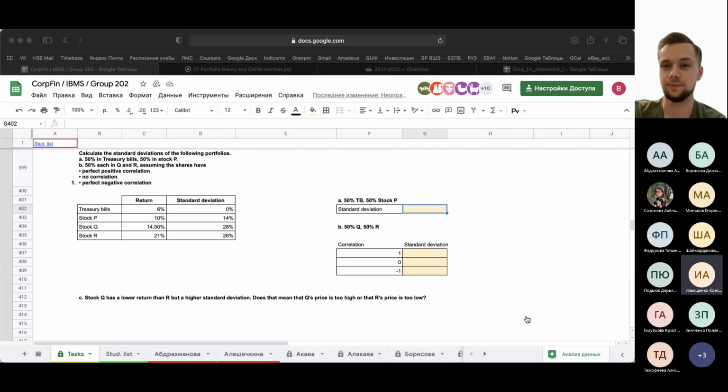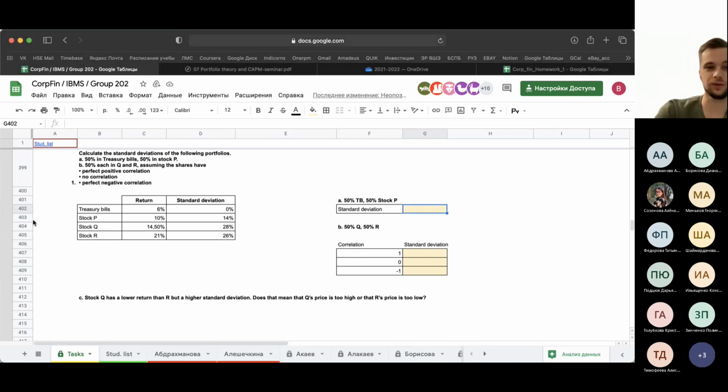It's just prediction. Yeah, but the actual correlation between treasury bills and the stocks is 0 because the return is stable. So we have 6% of return, and the standard deviation is 0. That means that the return doesn't change over time. It doesn't fluctuate. That's why we have no correlation between the return of treasury bills and the return of stock P, which actually fluctuates. So here we have only one variant because the correlation is 0.